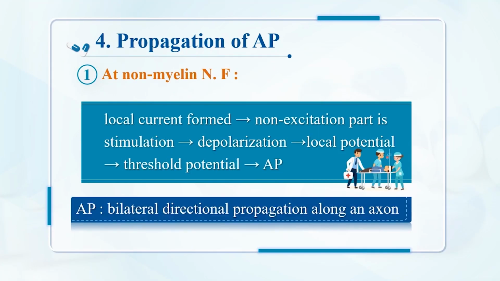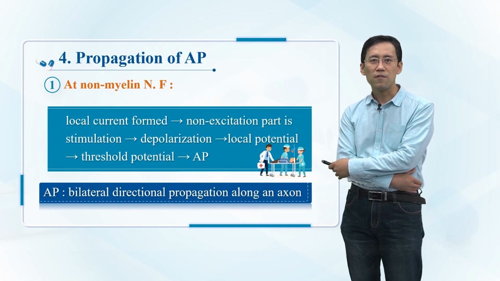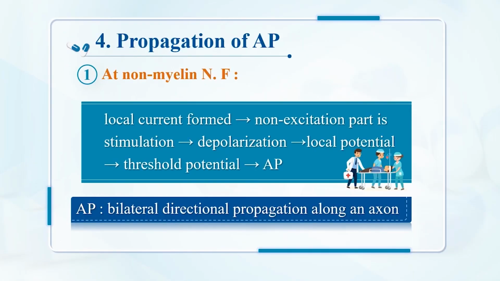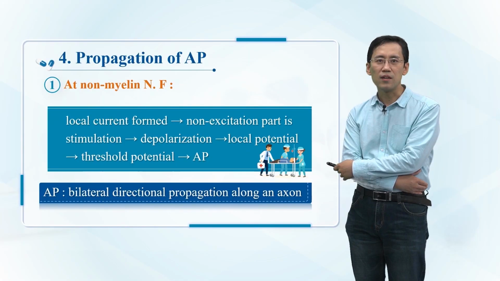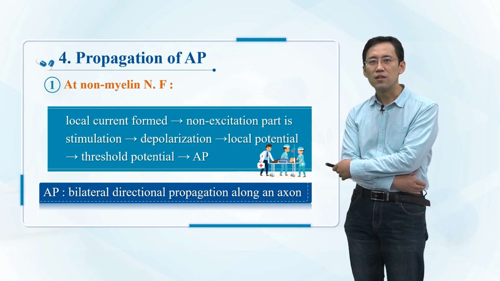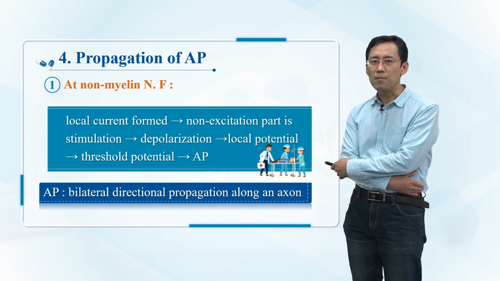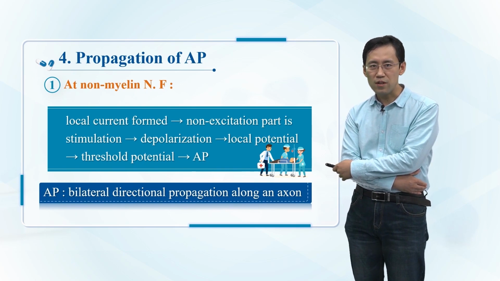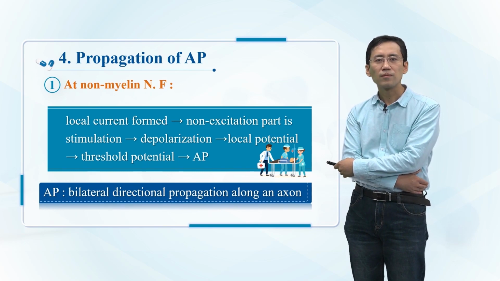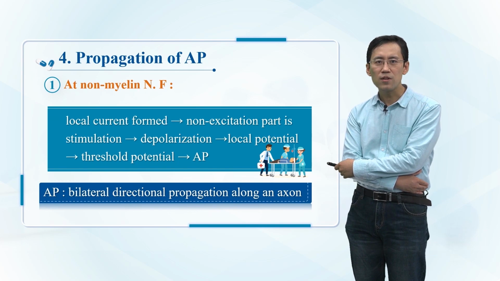Now let's move to the propagation of the action potential. It is quite different for the non-myelinated fiber and the myelinated neural fiber. First, the non-myelinated neural fiber. A local current is formed, and the non-excited part is stimulated. We get depolarization, a local potential, which sums up to trigger the threshold potential and gives an action potential. The action potential propagates bidirectionally along an axon.